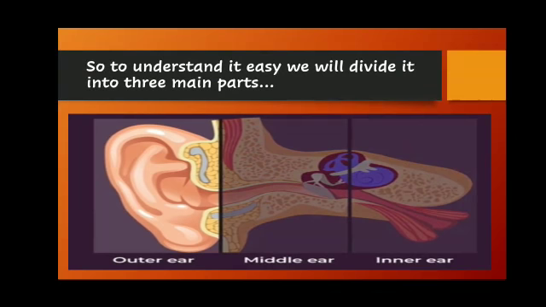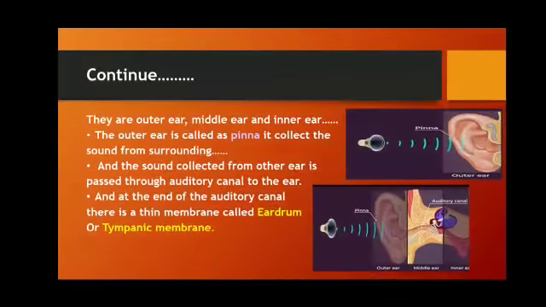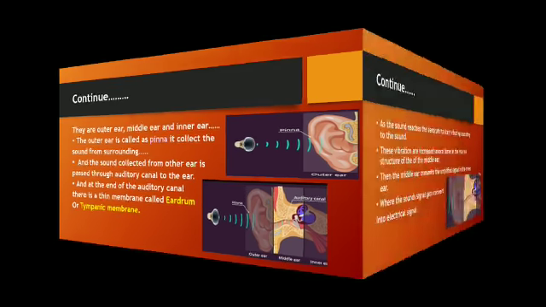To understand it easily, we will divide it into three main parts: outer ear, middle ear and inner ear. The outer ear is called the pinna. It collects sounds from the surroundings, and the sound collected by the outer ear is passed through the auditory canal. At the end of the auditory canal there is a thin membrane called the eardrum or tympanic membrane.